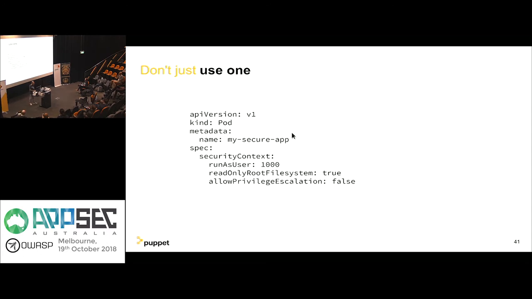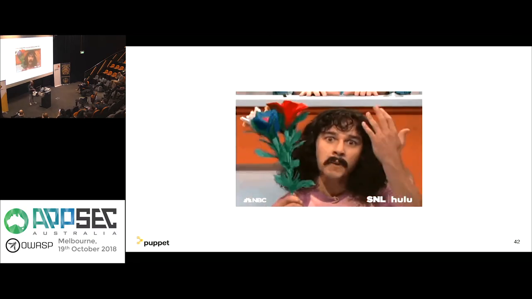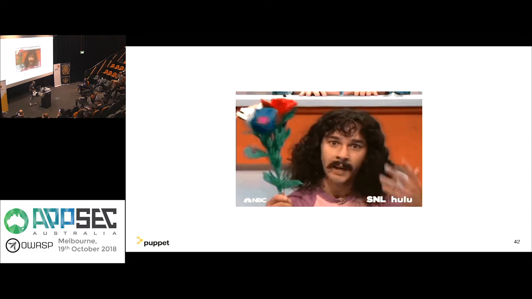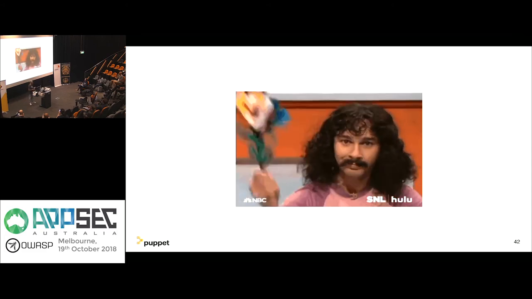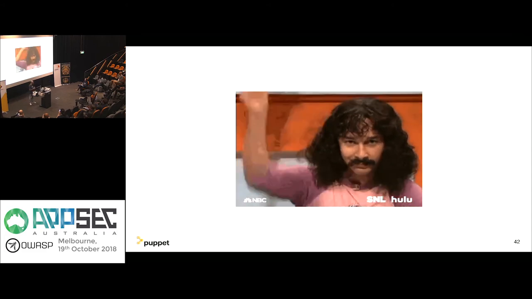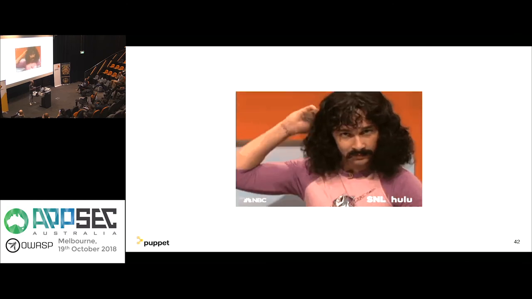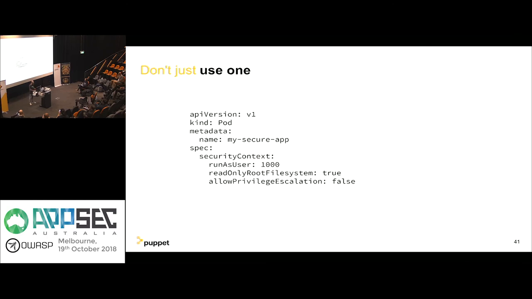Oh, have I gone too far? Sorry. Don't use just one, you can use them all. Have a read-only file system, run as non-root user, disallow privilege escalation. Use them all. For very little, you've just dropped the threat of someone breaking out of a container by a lot. Literally adding three lines in a YAML file has stopped a lot of things from happening.